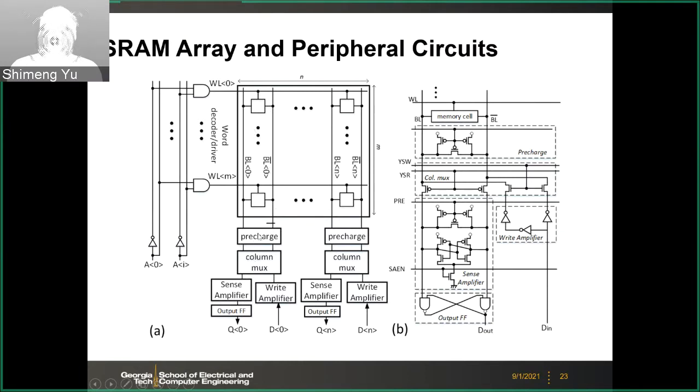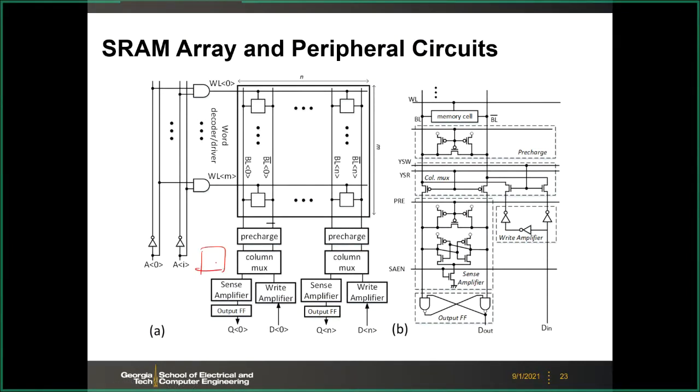And then we will have the pre-charge circuit. This is to pre-charge both bit line and bit line bar to VDD because you want to prepare for the read operation. And then we should have the column muxes. This is to select which column you want to read or write. The column muxes are controlled by the column decoder. I didn't draw this out, but you should have a column decoder.